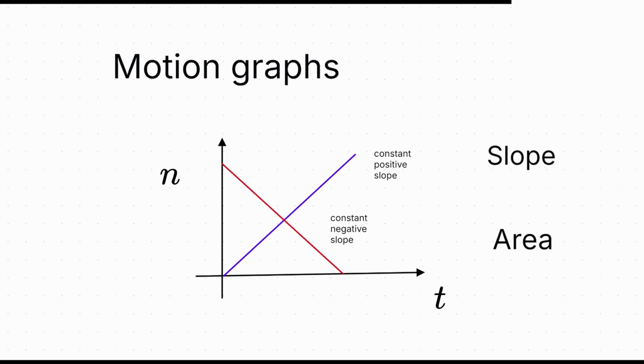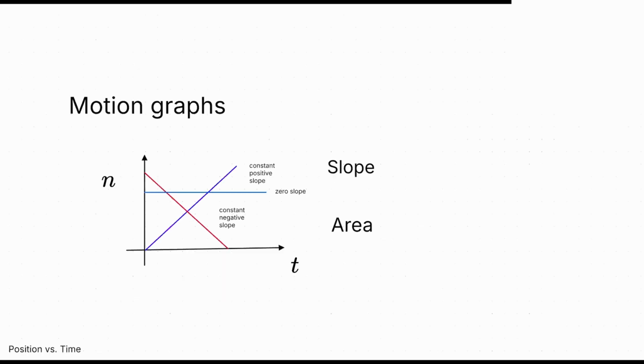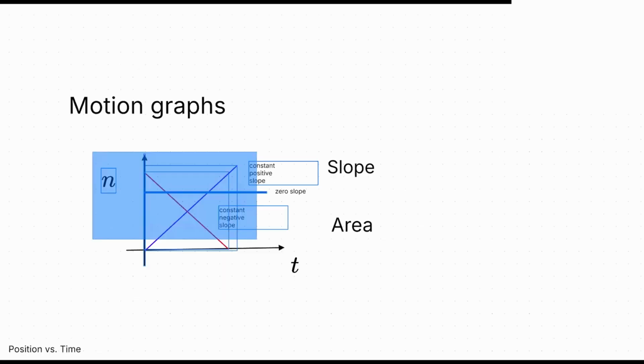Then, how about if it's purely a horizontal line? Since we didn't observe a change in the value of n, the quantity that we are interested in, over time, we can say that we have a zero slope. This is a constant value, which is zero, because there is no change in the value of n over time. These are the trends for linear graphs.